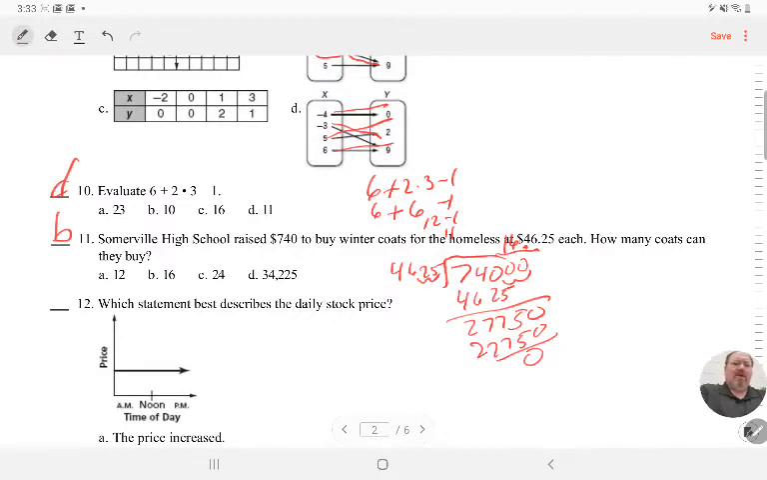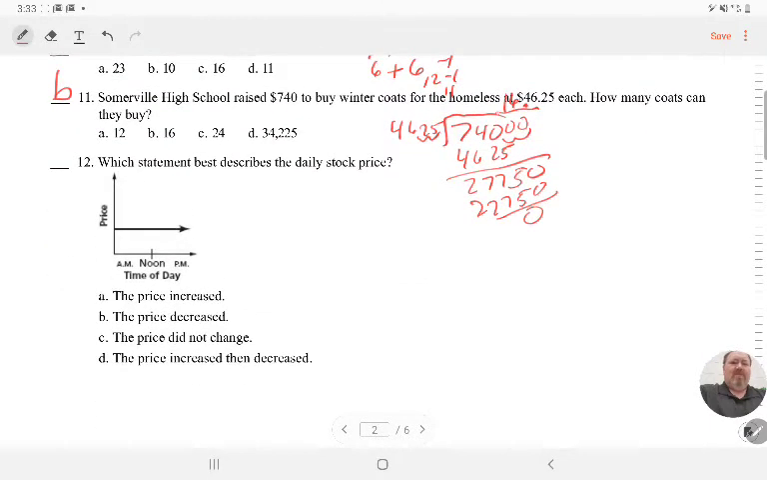Okay? Let's see, number 12. Which statement best describes the daily stock price? It didn't increase, didn't decrease, so the price did not change. So that would be C. Okay?